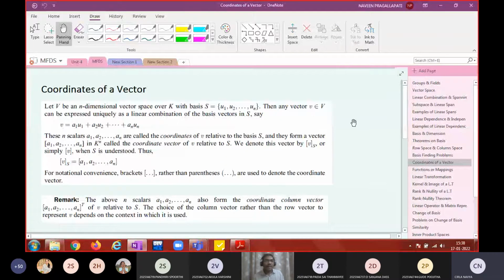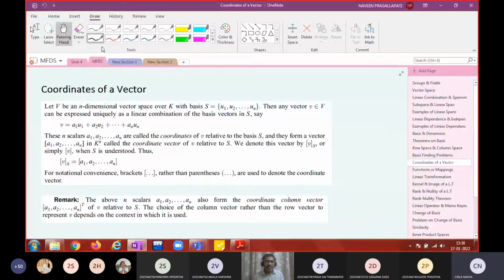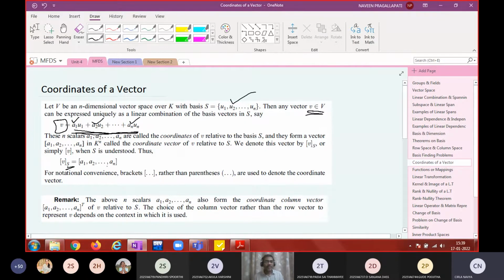Okay, suppose the given set is a basis of a vector space. What do you mean by basis? You take any vector, that vector can be expressed as a linear combination of these n linearly independent vectors. Then these scalars are called coordinates of the vector v with respect to the basis S.